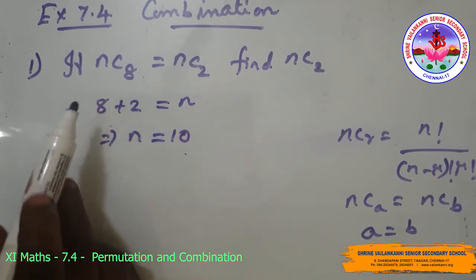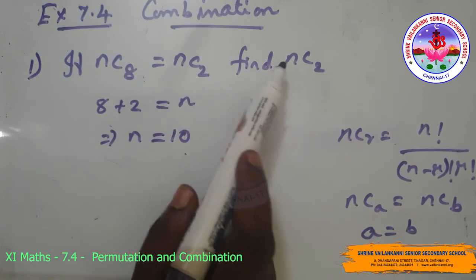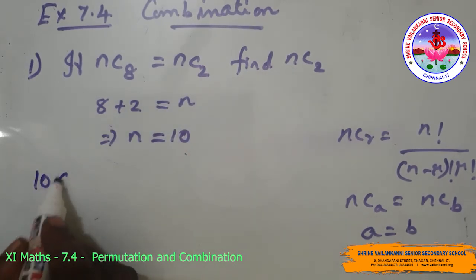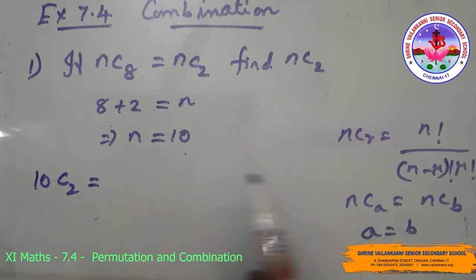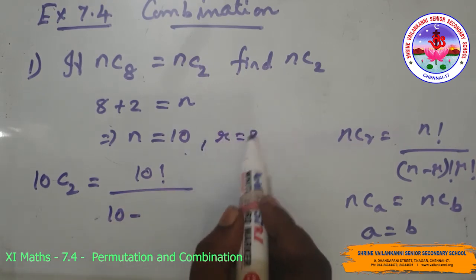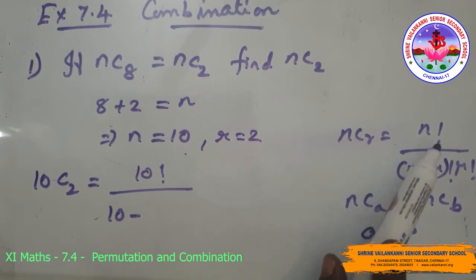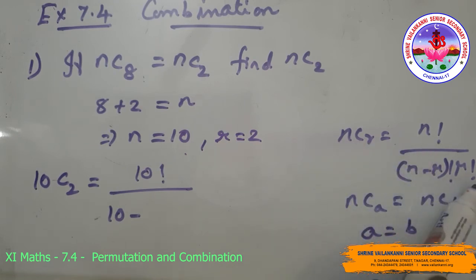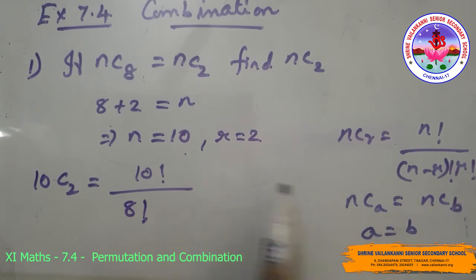Then we need to find NC2. So 10C2, which is 10 factorial by 10 minus R factorial. Here n is 10, R is 2. Using this formula, NCR equal to n factorial by n minus R factorial into R factorial. So 10 factorial into 10 minus 2, which is 8 factorial, into R factorial. R is 2, so just 2 factorial.